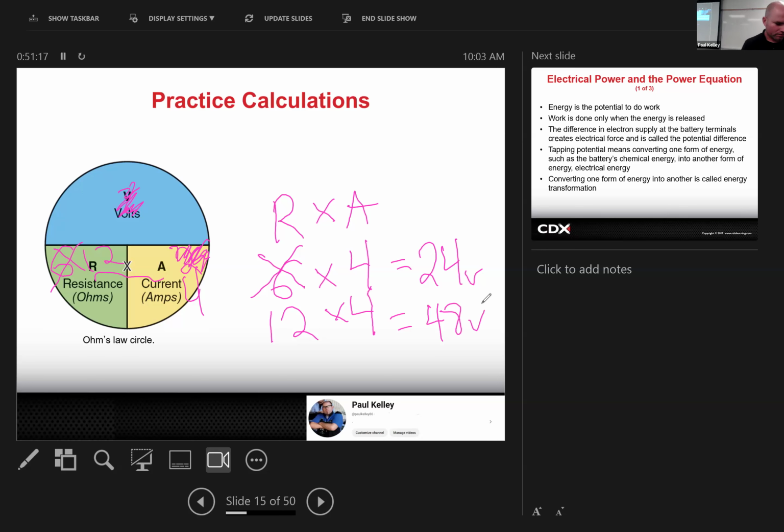Or if we wanted to get really tricky, what if we didn't have 12 or 6, we only had 3 now. Let's say we only had 3 ohms and we still had 4 amps. That must not have that much voltage, because with only 3 ohms of resistance and still only making 4 amps, it must not have that much voltage. 3 times 4 would be, that's back to a 12 volt. And there's a little bit of a lesson there.